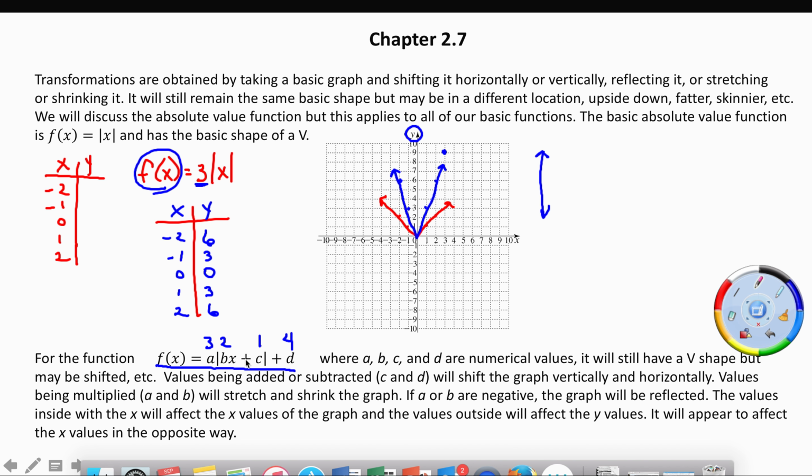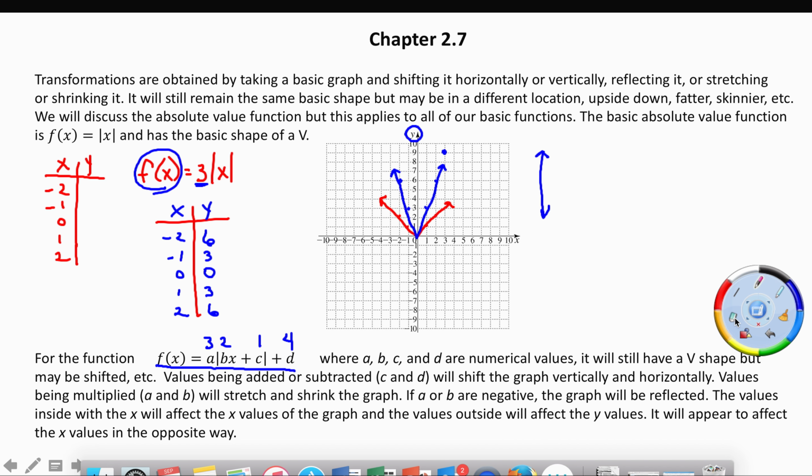Once again, this is going to move right and left, and in the opposite direction of whatever sign is here. This is going to stretch or shrink it according to your x values. This will stretch or shrink according to your y values, and this will move it horizontally.